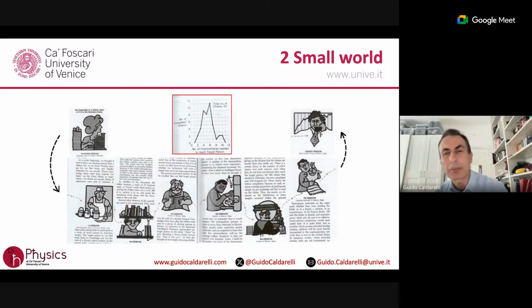Small world is a property that we learned from the activity of a sociologist, an American sociologist, Stanley Milgram. This is a paper of 1967, and he was interested in studying the structure of society in the US.